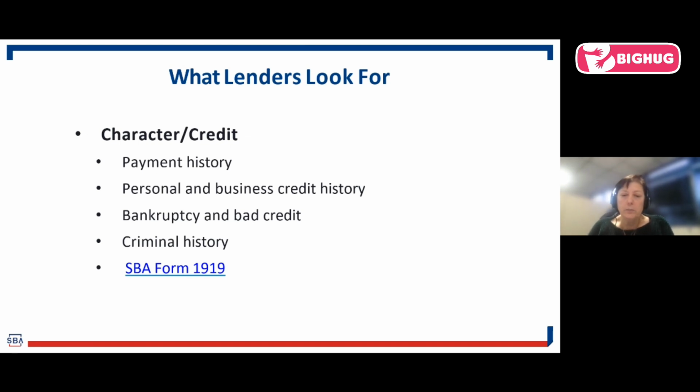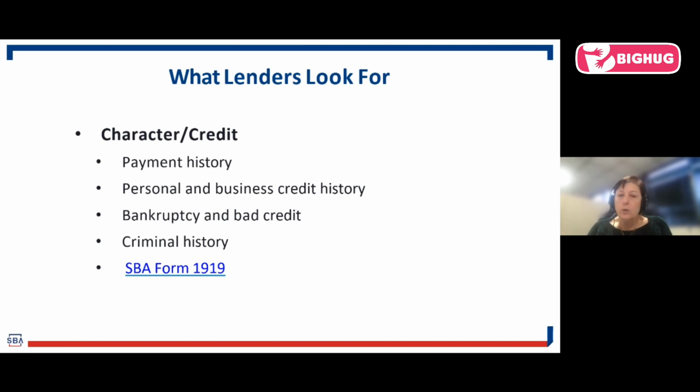Criminal history has really changed in terms of the questions that are being asked. That form here, the SBA form 1919, I want you to understand that this form is based on the business borrower and then all the owners. So you only have one form that you need to do, and whoever is completing it is doing the form based on all of the owners in the company, okay? So you want to make sure you have a really good idea of how to answer those questions correctly.